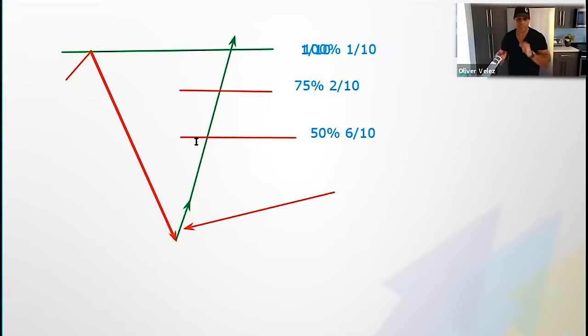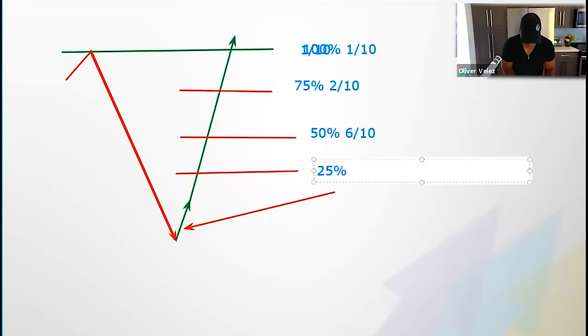6 times out of every 10. But check this out. This is the most interesting, traders, right? So now let's go to 33%. No, let's go to 25%. Now, 25%, right? 25% of the way back up. Look what happens. Boom!